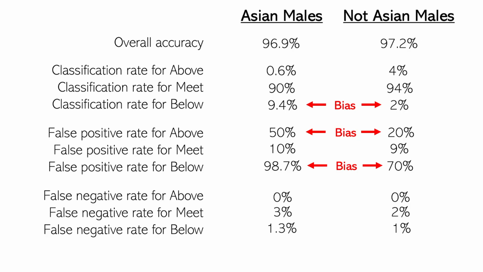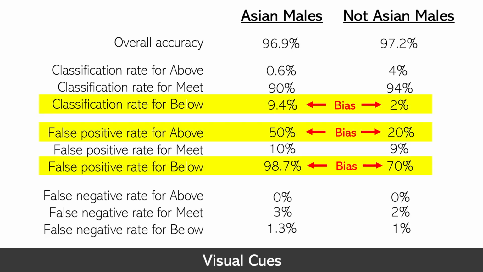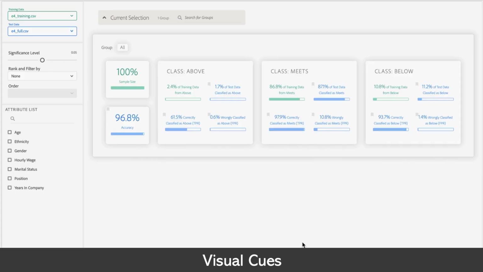So here is our bias report for Asian males. To indicate how the model is biased against Asian males, a bias tool can simply highlight the performance measures that it considers to indicate potential biases. So this is the visual cue approach. Based on this idea, we developed a bias detection prototype that uses visual cues to highlight the problematic performance measures.